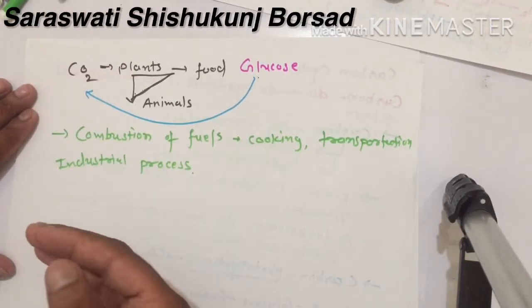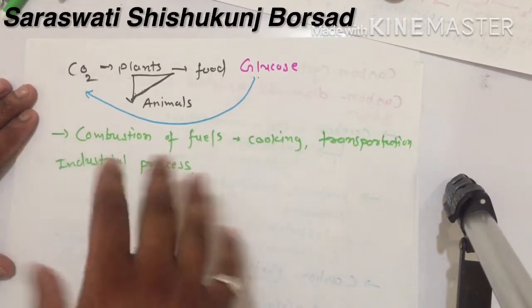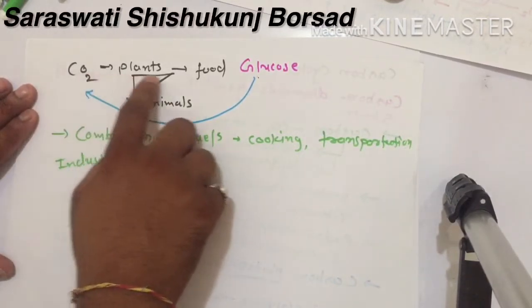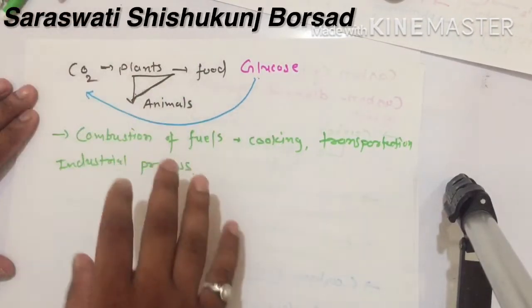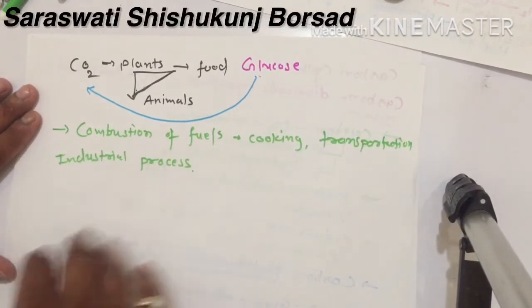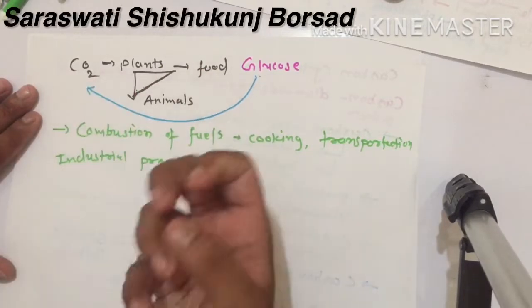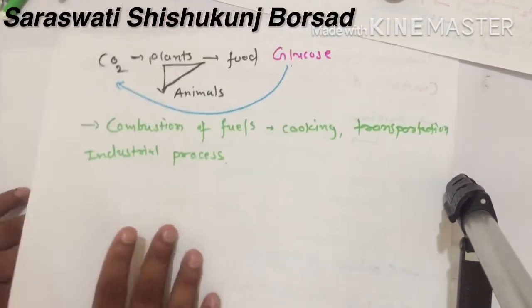Okay, see, there are many ways that carbon dioxide will be released into the atmosphere, but the utilization of carbon dioxide is only done by plants. Okay, we can release carbon dioxide with industrial processes, by automobiles, by different heating processes and all, but the carbon dioxide which is present in the atmosphere is only and only utilized by one way, and that is plants.